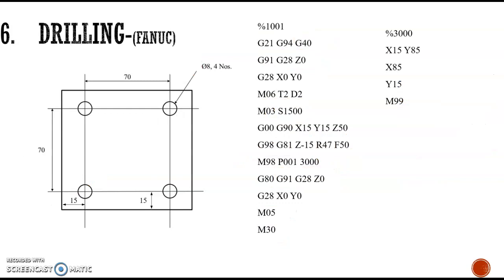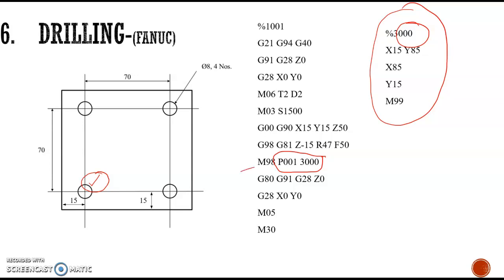In this third step, we are writing the subprogram. The subprogram name is 3000. It is called a single time in the program, because only once the tool has to be moved from one position to another. So we have to write all the positions of the holes here. The first position is already given from the main program itself, so it will perform the drilling operation there, and after that we call this subprogram.